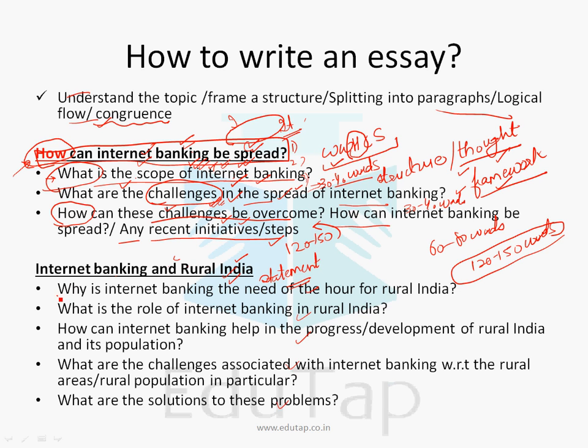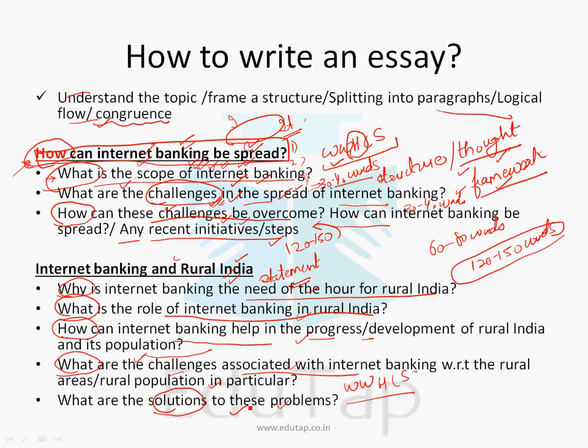Now see, why the first W, what the second W, how H, right, challenges C, and solutions S. W, W, H, C, S again, right? Why is internet banking the need of the hour for rural India? What is the role of internet banking in rural India? How can internet banking help in progress and development of rural India and its population? What are the challenges associated with internet banking with respect to rural areas, rural population in particular? What are the solutions to these problems? This is the structure of this essay.